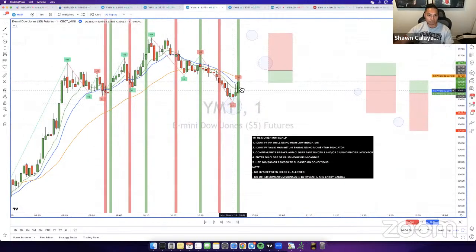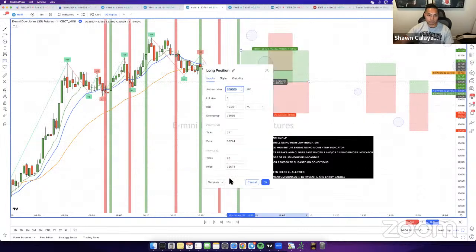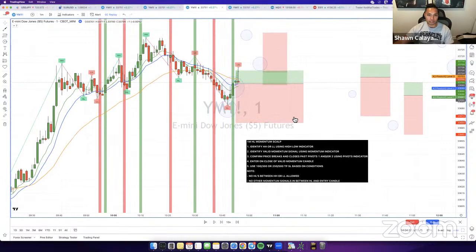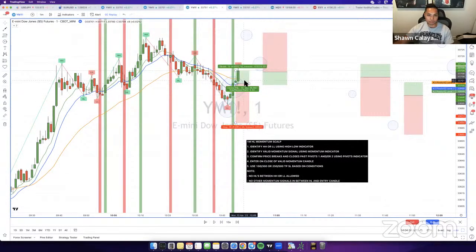So right here, lower low, valid buy signal, price broke and closed past pivots 1 and 2 right here. With that said, another entry, long position right here. You guys can see how simple it is to pretty much identify these if you were to trade these yourself. Again, right here, price swings around, full TP. So another win right there. Let's see if there's another one here.